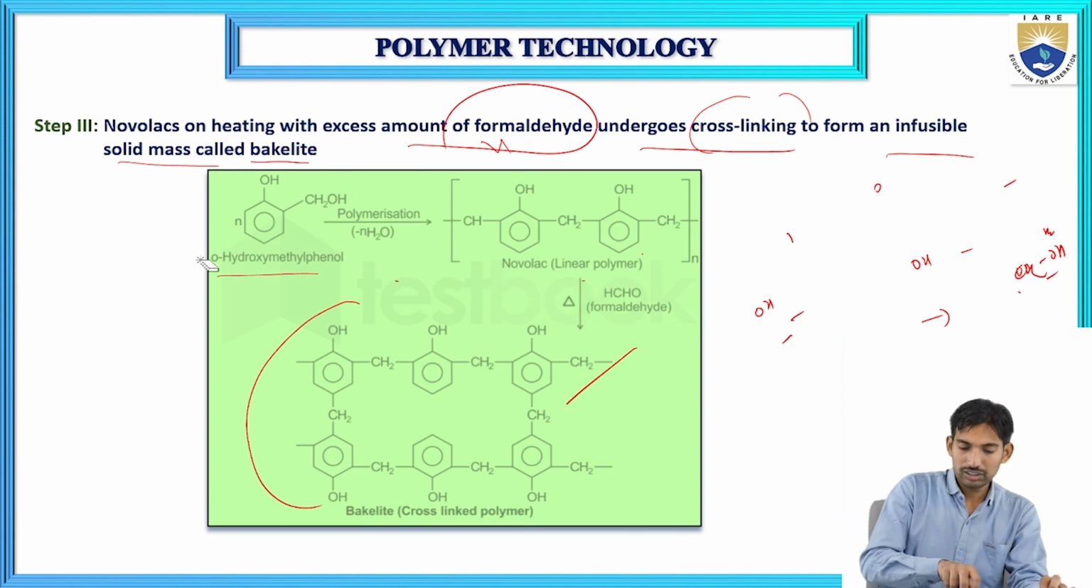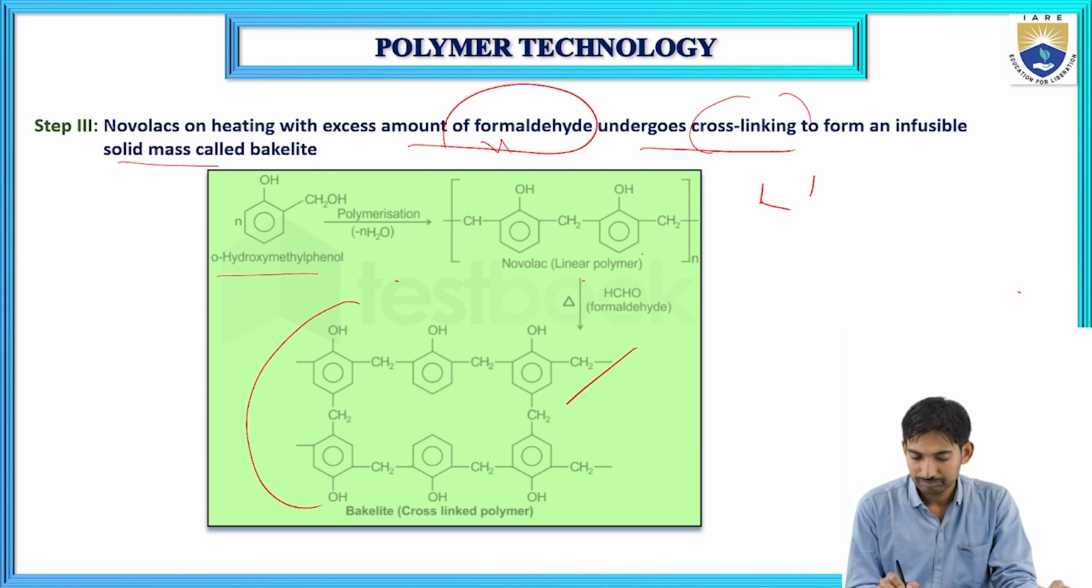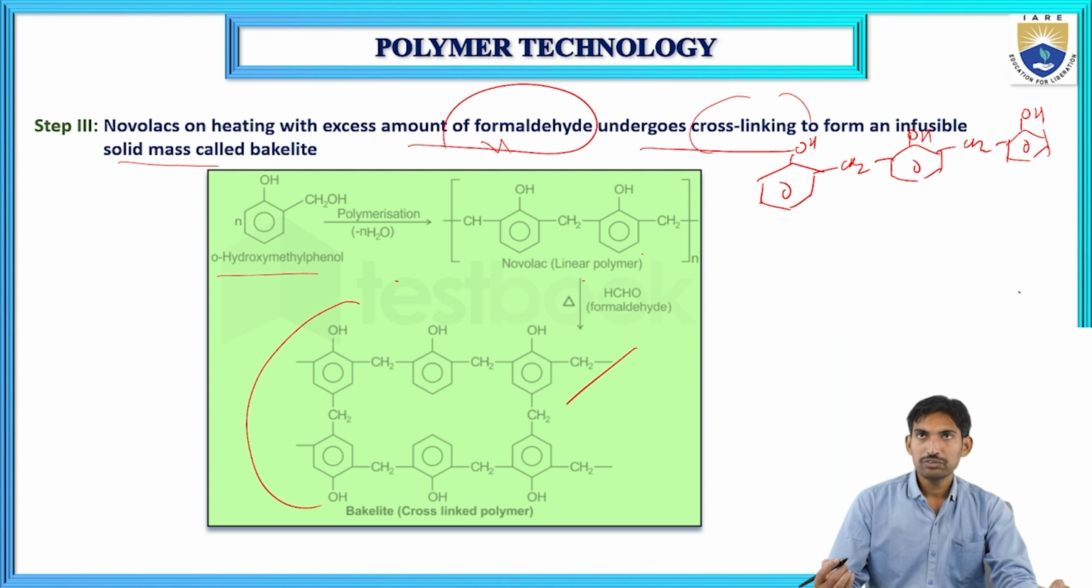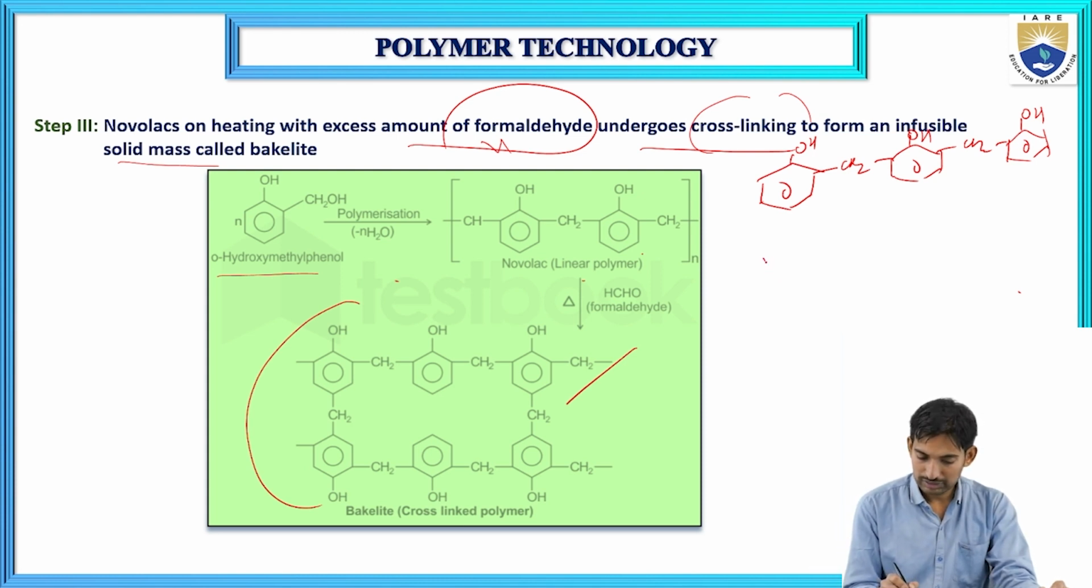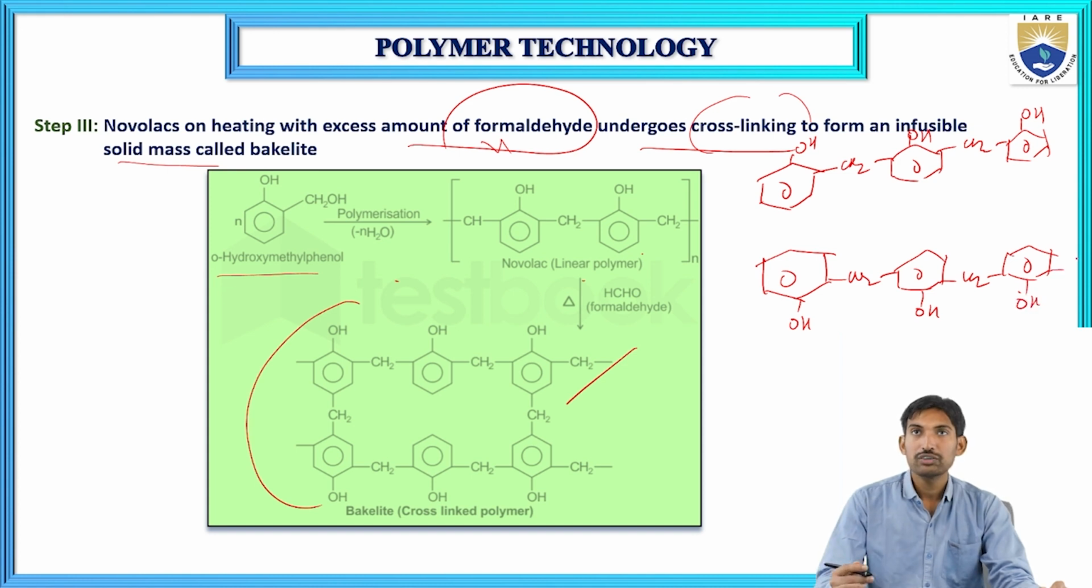See how we can write the Novolac structure. First we have to write the Novolac structure. OH, CH2, again OH and CH2, again OH. This is the structure of Novolac. Again we have to write in the reverse direction. In the reverse direction we have to write the Novolac structure. See, OH, CH2, again OH, CH2 and again OH.